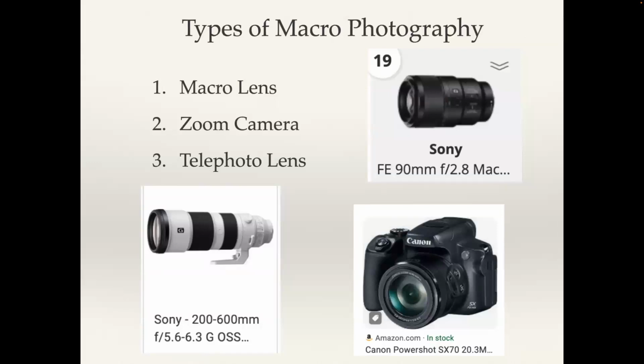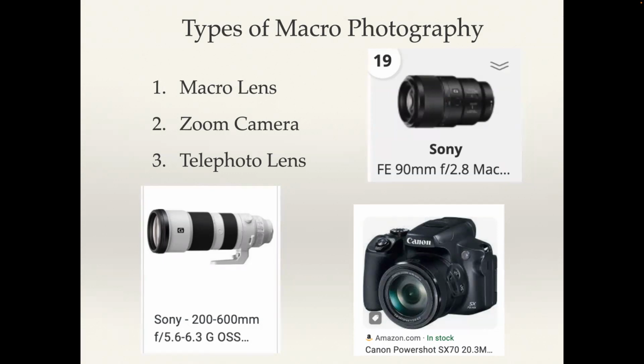Well, there are different ways of taking macro photography. One is to use a macro lens. I don't know why my mouse doesn't show up here. I don't know what I'm doing. Anyway, the Sony 90mm is an example of a macro lens. You can get them in 85, 100 millimeters.